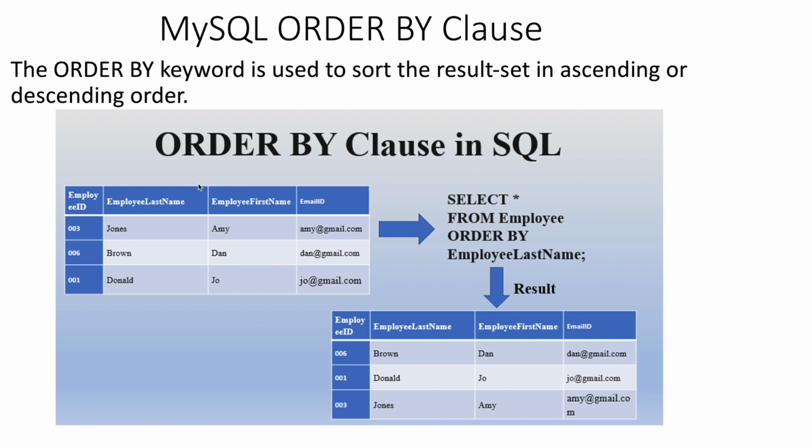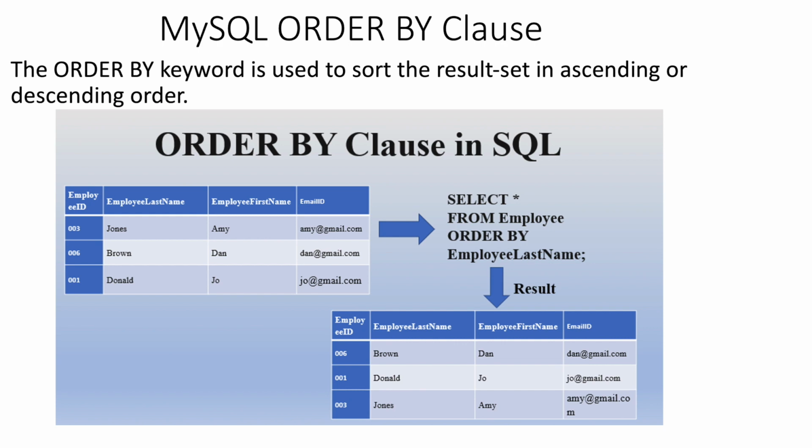So let's say here you can see that we have a table called employees which has employee ID, employee last name, first name and email ID. Let's say you want to sort the data based on the first name. What you need to do, you can write your simple select query to retrieve the data, and then you have to write order by clause and the column name. So here if you are sorting the data based on the first name, you have to write order by first name, and if you are sorting based on last name, then it would be order by last name.